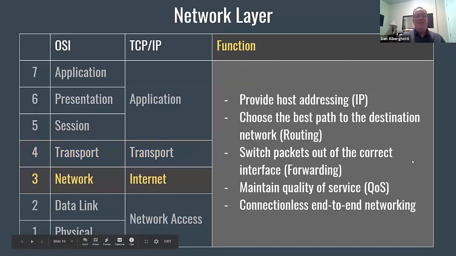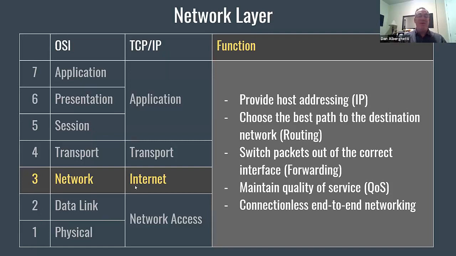The network layer. What do we do at the network layer? It's also known as the internet layer on the TCP/IP model, and provides host addressing, IP. This is also called logical addressing. It chooses the best path to the destination network, routing. It switches packets out of the correct interface, forwarding. And it maintains quality of service, QoS.